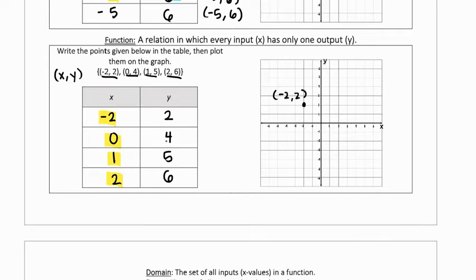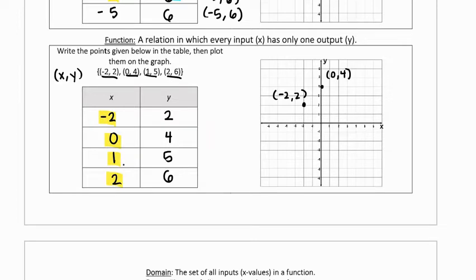Then we have 0, 4. So since 0 is my first number, that's my x value. I'm not moving left or right when it's 0. I'm just going to stay right here in the center. But my y value is +4, so on the y-axis, I need to go up 4 spaces. So my point 0, 4 actually ends up on the y-axis here.